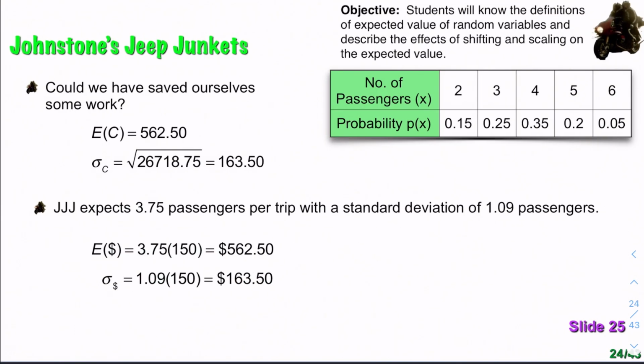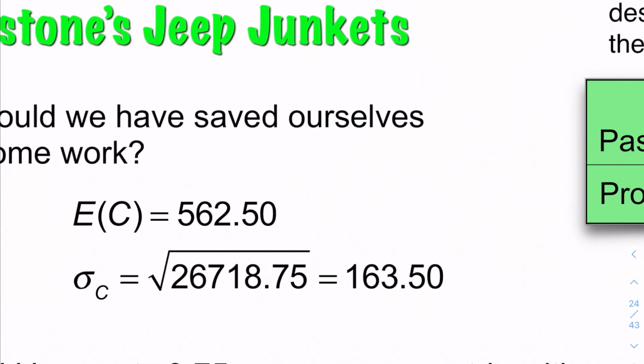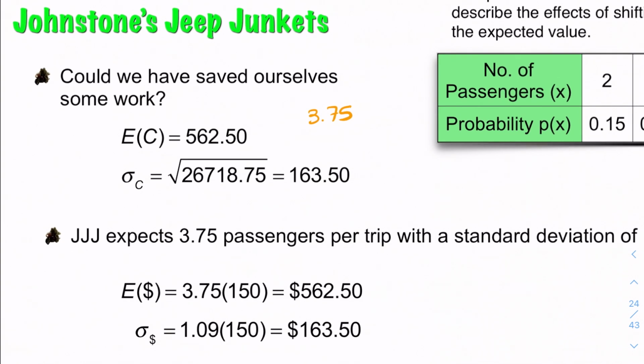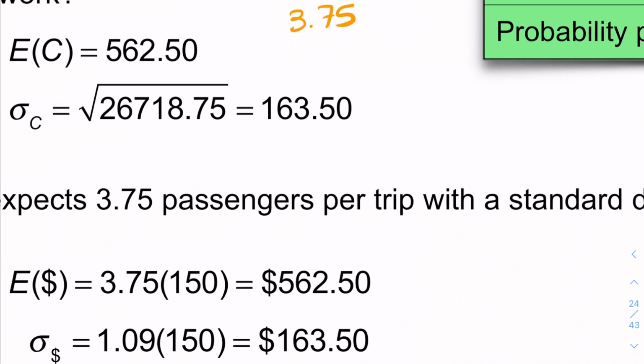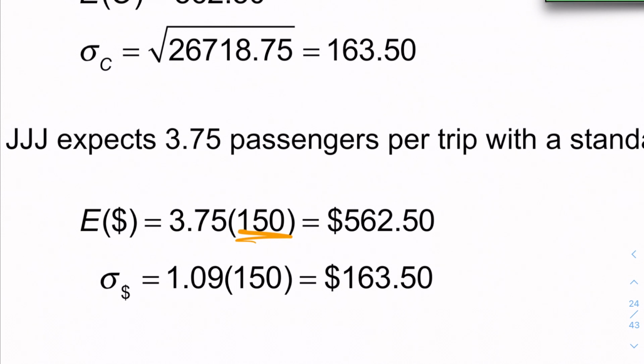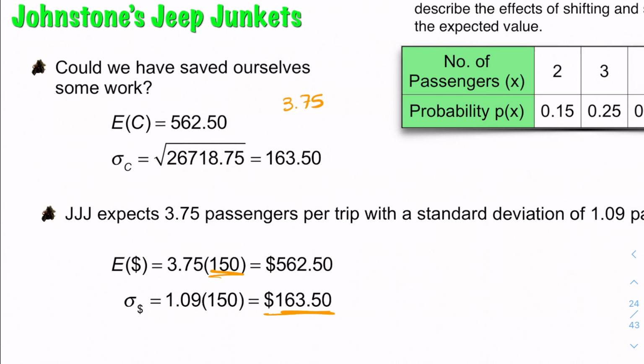Well, it goes to the idea of how we could have saved ourselves time: if you know that expected value is just going to be a multiple, we can take 3.75, which was our expected number of passengers, times the cost. We could also take our standard deviation and multiply it by 150 and gotten $163.50, because expected value and standard deviation in this case are just multiples.